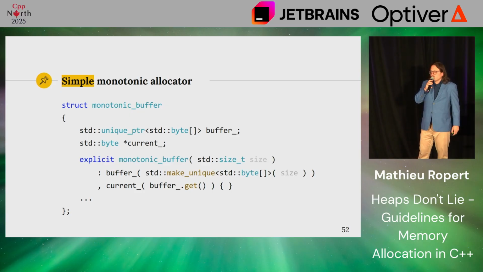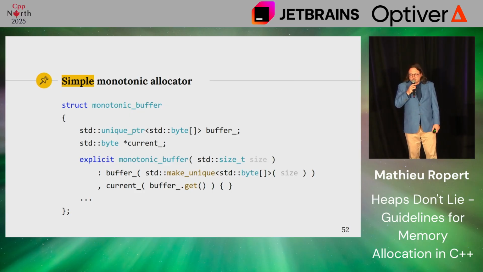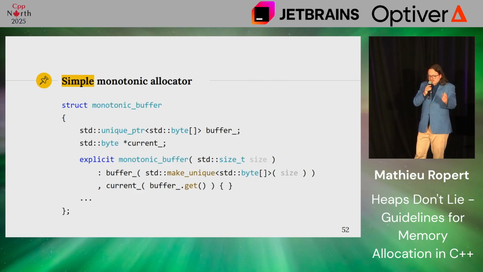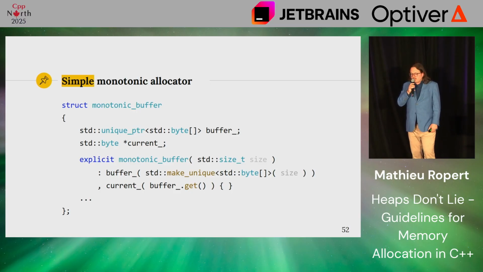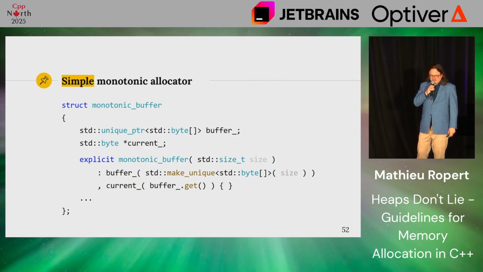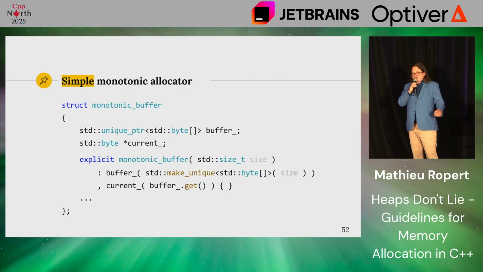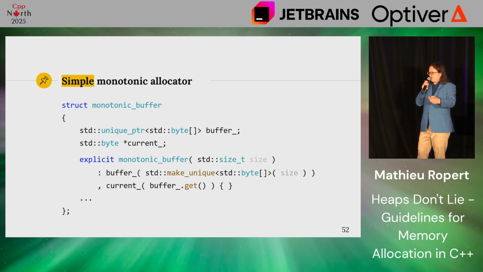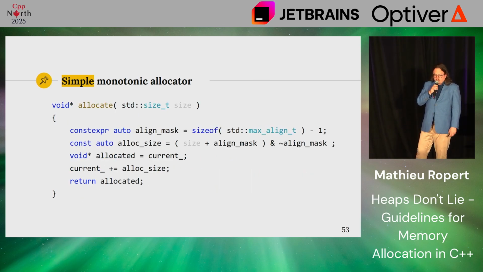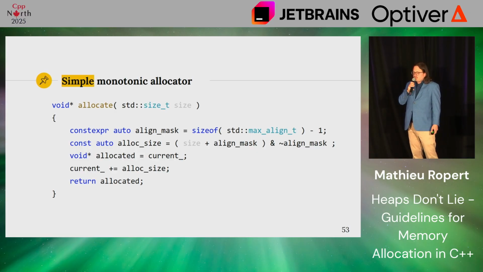Actually, we have time. I can show you the slide on how to implement it, because it's really two slides. All you need is an array of bytes. I use a unique pointer here. You could technically use a vector, but since we don't need to resize, a unique pointer of bytes is good enough. You have a pointer to the current position. You allocate the buffer with a given size at creation, and you store where the start is, which is your current pointer. Then you have an allocate function. Don't be scared about the math, it's just there to handle alignment.